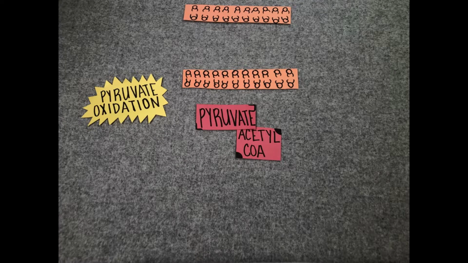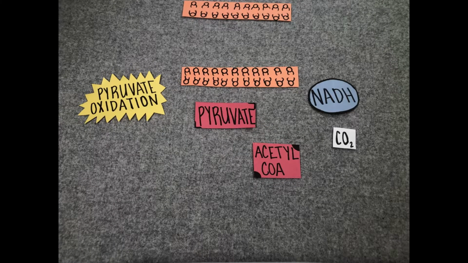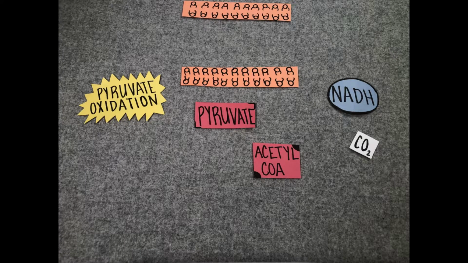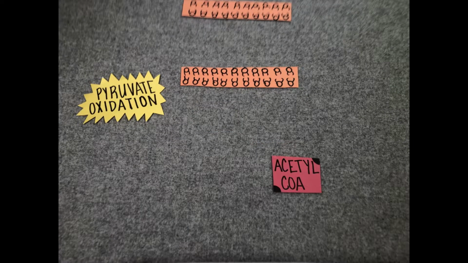The pyruvates break down into acetyl-CoA and has byproducts that are NADH, which is an electron carrier, and carbon dioxide. The acetyl-CoA then goes further into the mitochondria to break down even more to give us the energy that we need.